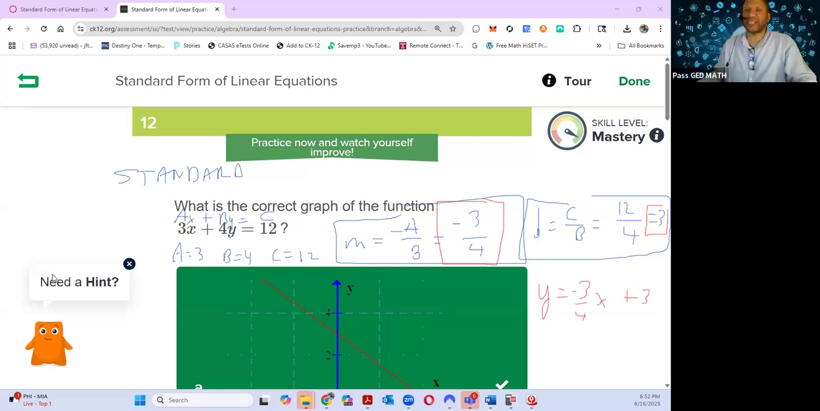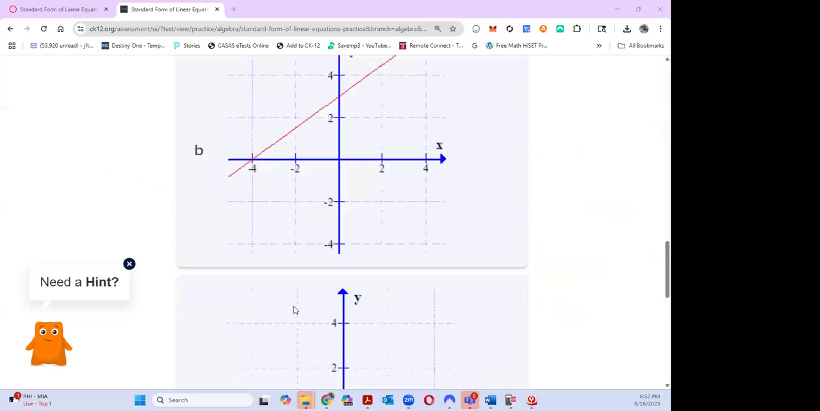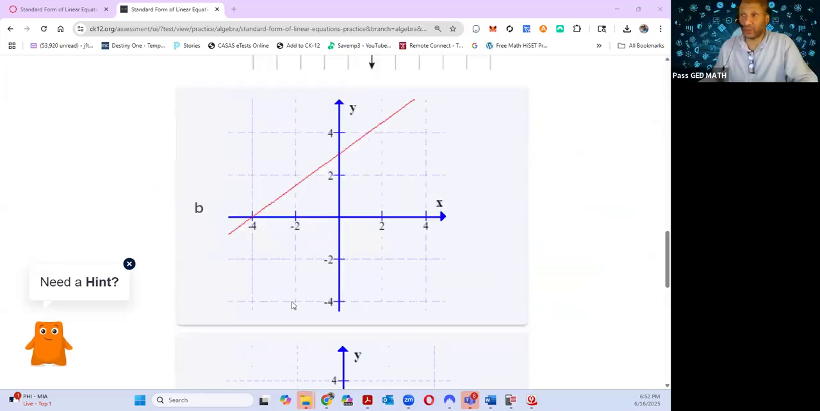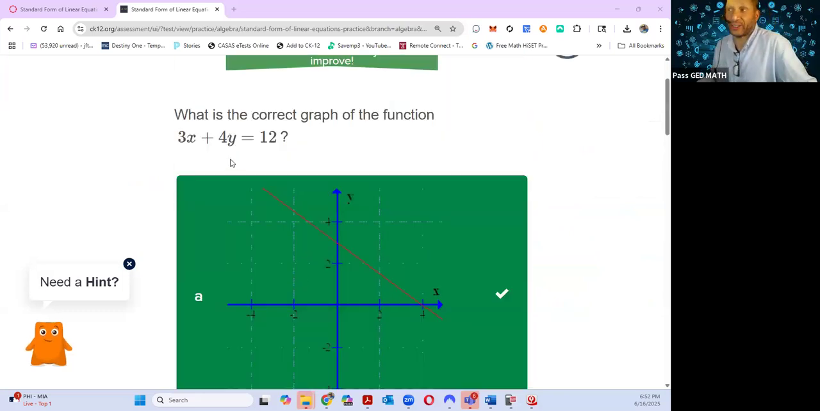And you do it till you got it. I don't care if you do the same quiz 5,000 times. But you're going to see a problem like this. How do I put that on the graph? No, we're not worrying about if it's on the graph right now. We're worrying about what graph represents this equation.